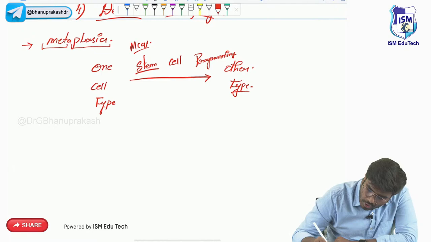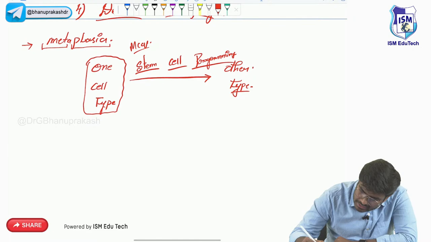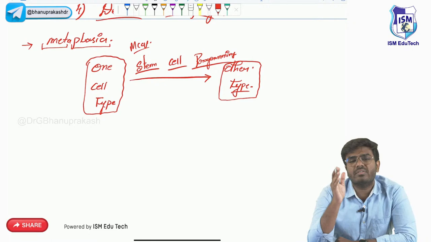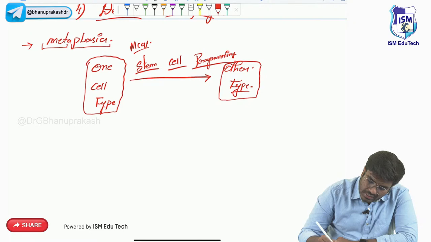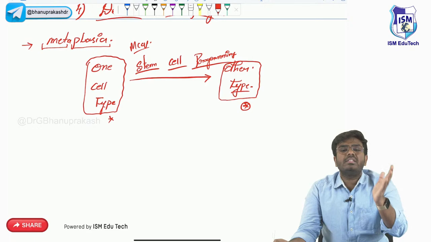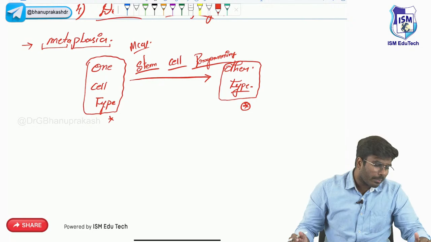So some program is changed so that one cell type is changed into another type of cell. For example, squamous epithelium is now being converted into columnar epithelium, or ciliated columnar epithelium is being converted into squamous epithelium. So change in one cell type to the other cell type due to stress is called metaplasia. Out of all the types of cell adaptations, the most important one I want you to know is metaplasia.